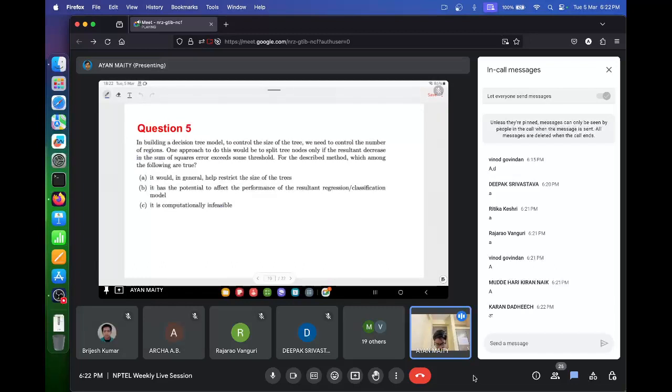In building a decision tree model, to control the size of a decision tree, we need to control the number of regions. One approach to do this would be to split the tree nodes only if the resultant decrease in the sum of error exceeds some threshold. For the described method, which of the following are true? Option A: it would in general help restrict the size of the trees. Option B: it has the potential to affect the performance of the resultant regression or classification model. And option C: it is computationally infeasible.